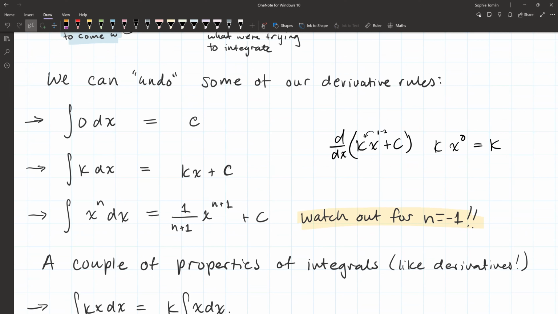Another pretty easy one that we can undo is an exponential term with an x in the bottom. When we think about the power rule, remember we multiply down from the exponent and then we subtract 1. So for this one, we have 1 over n plus 1 times x to the n plus 1. If we try to differentiate this, we have n plus 1 times 1 over n plus 1, which is just 1. So our coefficient in front of the x is just 1. And then we have n plus 1 minus 1, which is again just n.